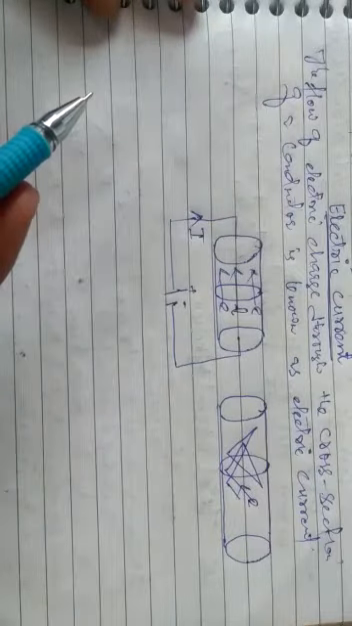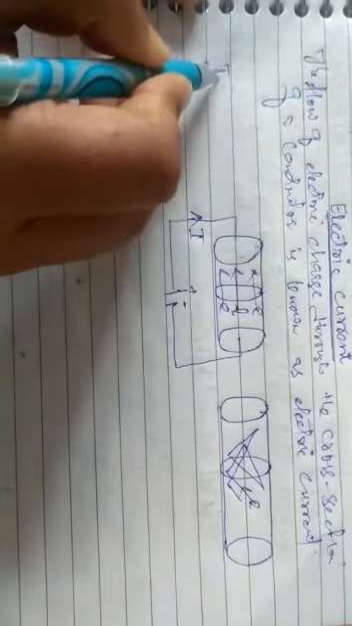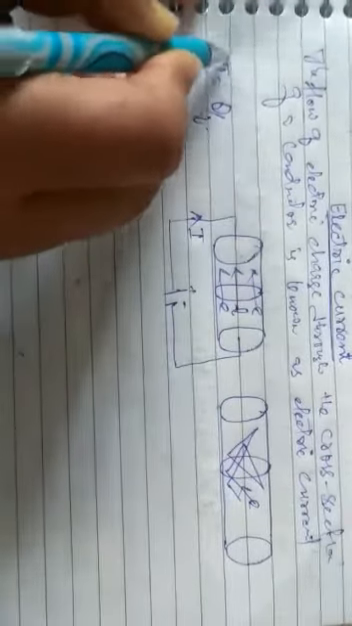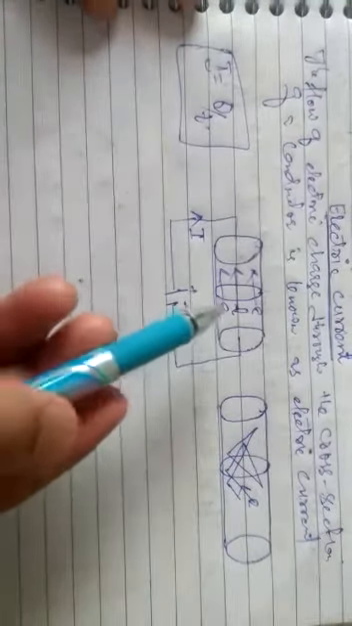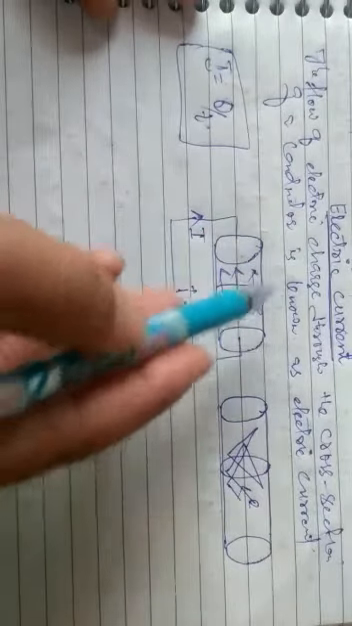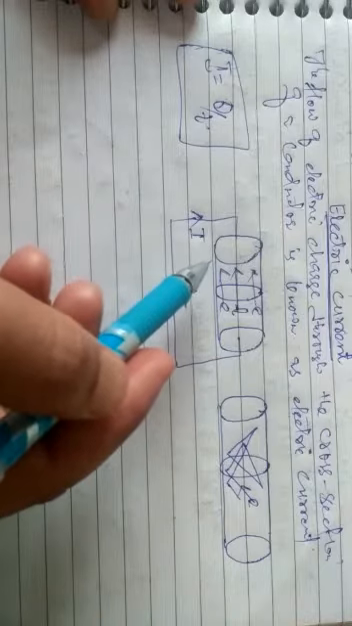And thus we can say there is current. This current I equals Q over T, where Q is the charge. Simply, the flow of charge through the cross section of a conductor in unit time is known as electric current.